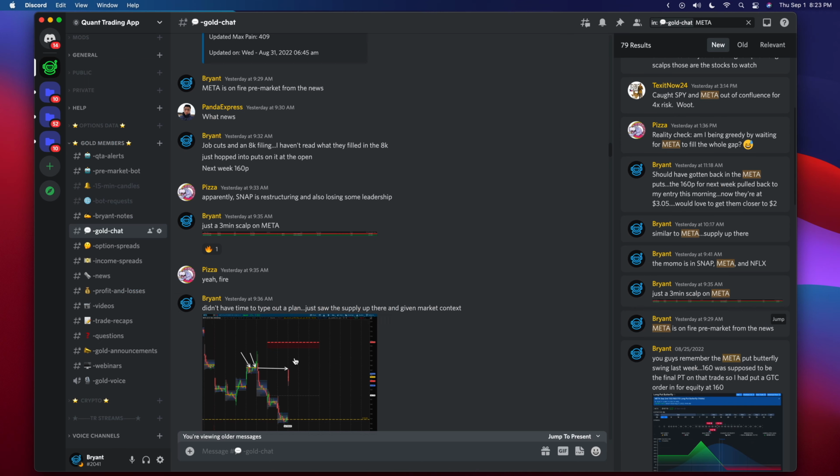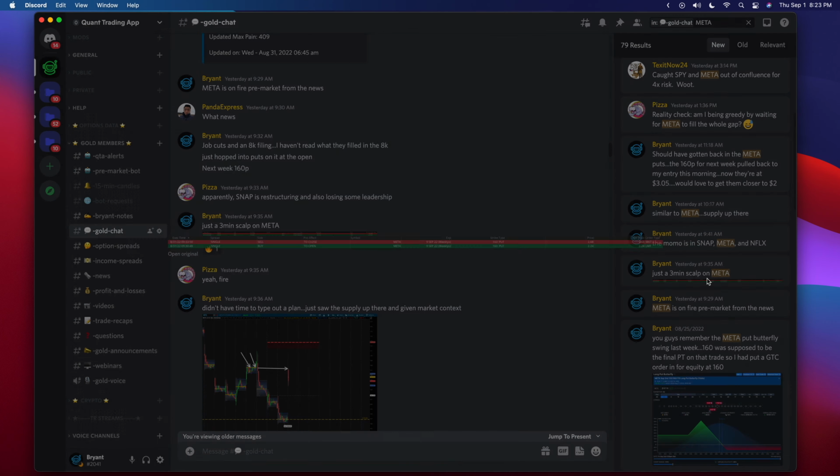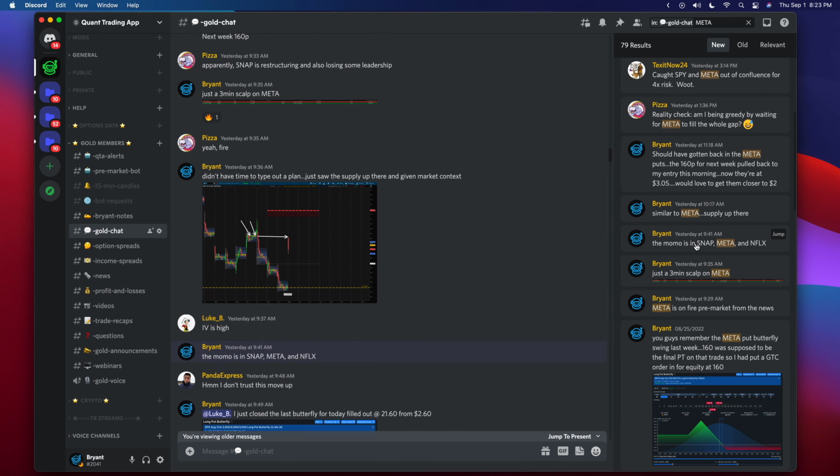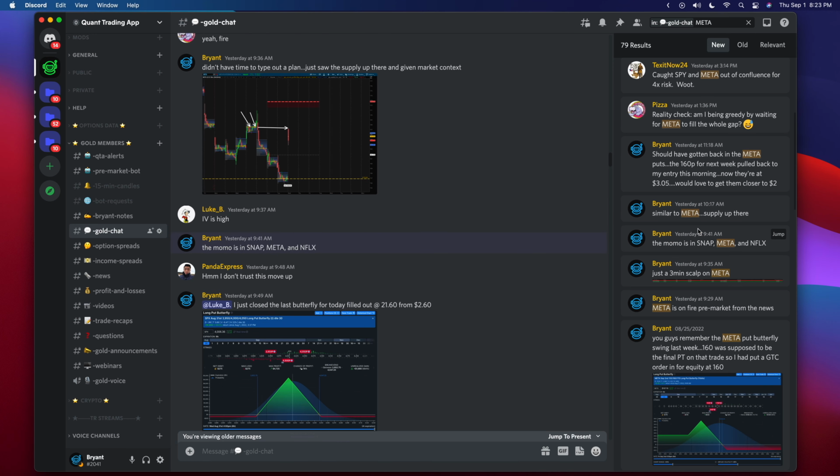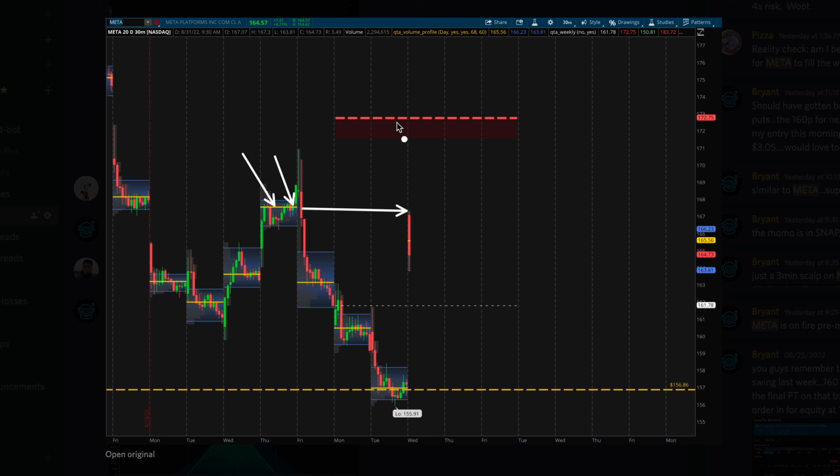But after I got out of that trade, later on in the day, let's actually just check to see right here. So this is just showing the entry and exit. And then we can see that the momentum was in Snap, Meta, and Netflix. So this is me just pointing out that I didn't have time to actually draw out a complete plan like I usually do, because this is just, again, a quick scalp. I caught it right before the market opened. I saw how much it was up. Didn't care to really digest the news or anything like that.